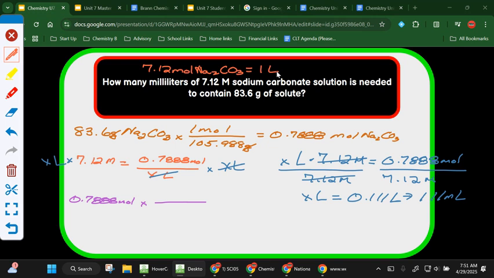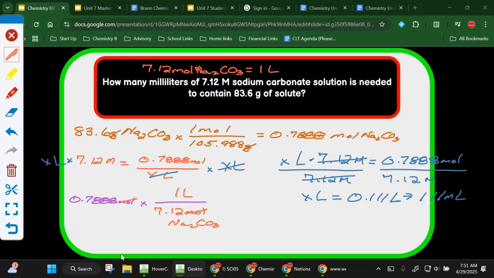I'm rewriting it that way. I'm putting the two equal to one another. And now what I'm going to do, ladies and gentlemen, is take this 7.12 and put it on the bottom here to get my moles to cancel out. Okay? And I'm simply going to put 1 liter on the top. I think that is much easier to do than all of this.